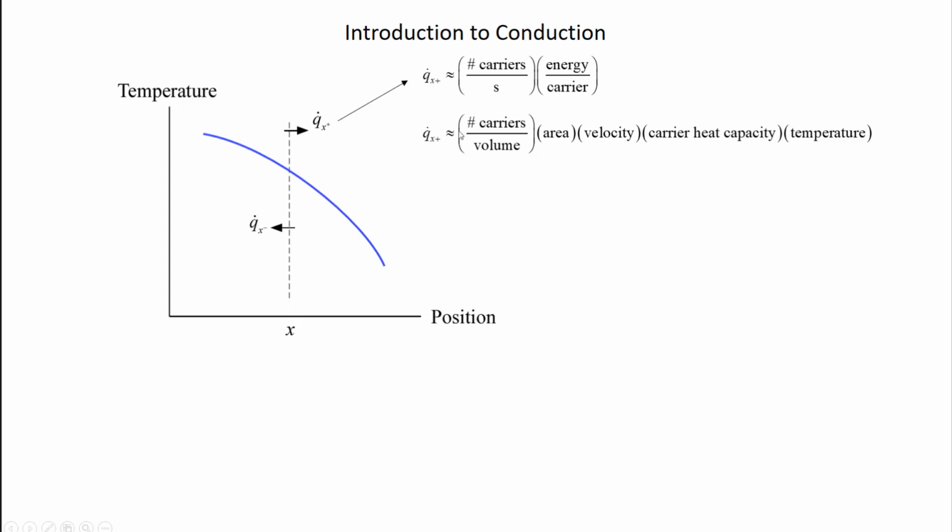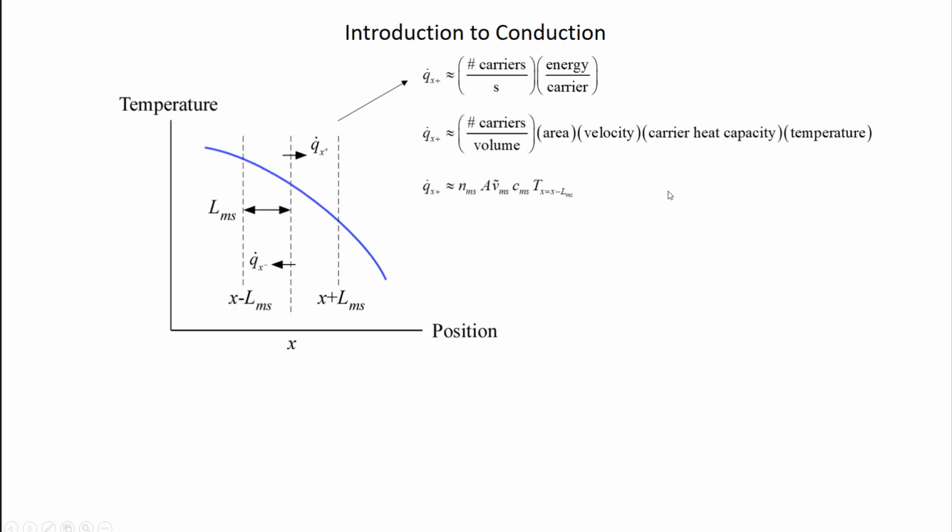Obviously, this isn't exactly right because the carriers are not all moving in one direction. So there'd be some geometry involved, but at least it's proportional to these quantities. What's the number density of the energy carriers? What's the area of the plane? And then on average, what's the velocity that these energy carriers tend to have? And then if we look at the second term, energy per carrier, well, the energy per carrier is just the heat capacity of each energy carrier, and then the temperature that the energy carrier has as it crosses that plane.